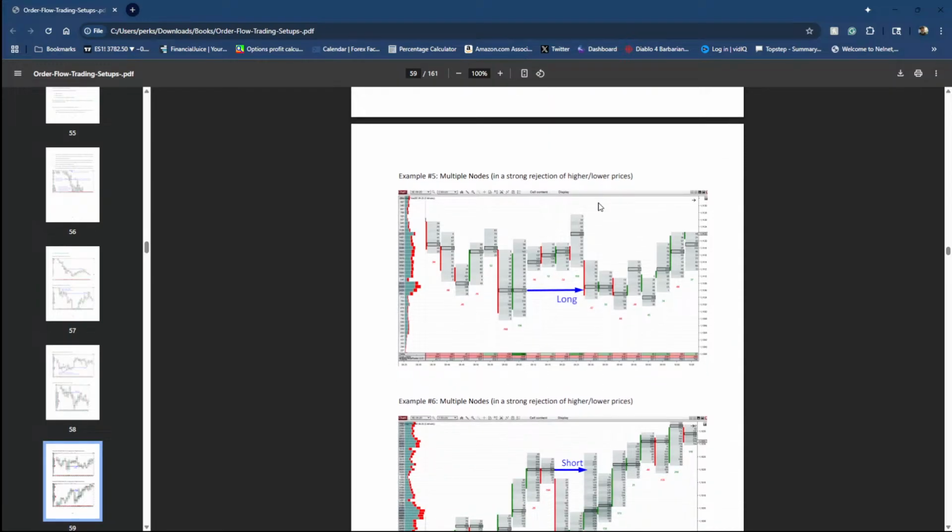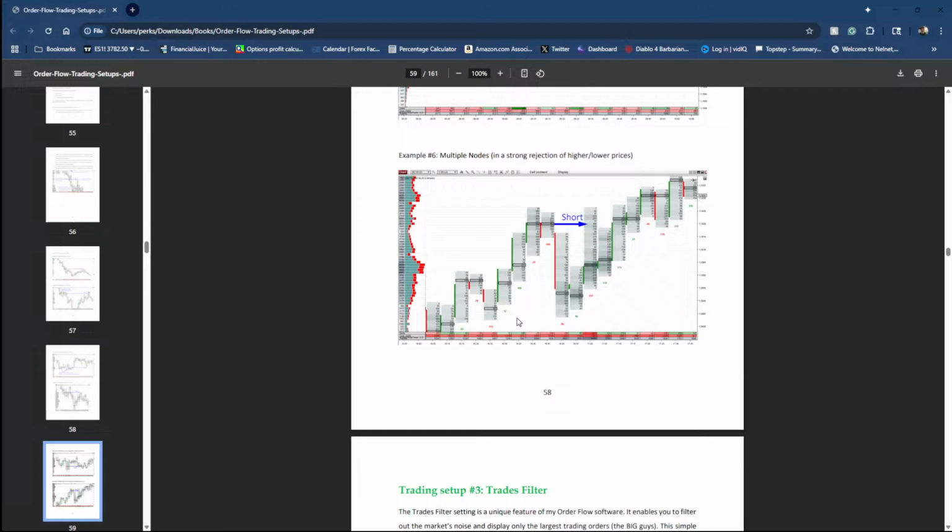Multiple nodes and a strong rejection of higher prices. Lower prices. I was like, how is this higher prices? So we're coming down here. We create that double high volume node. Price comes back to there. You would enter long.